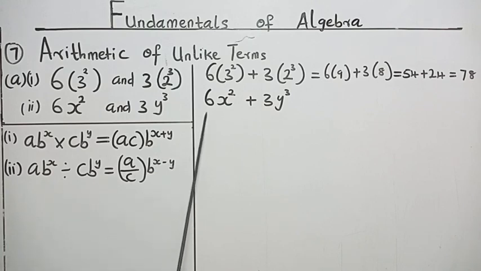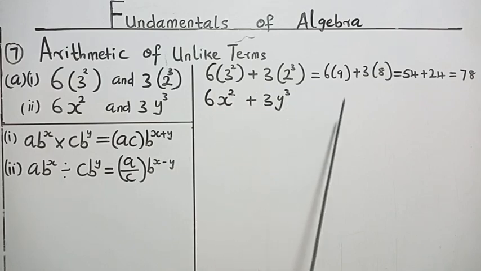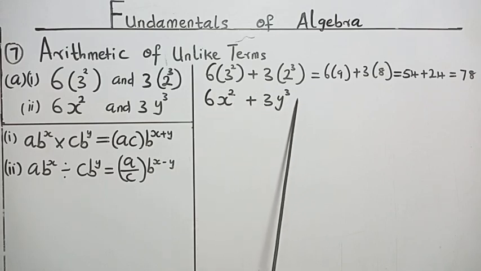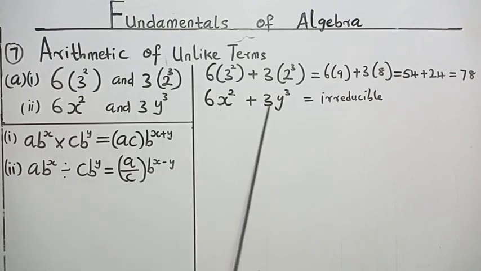Based on that, we can't take 6x to the power 2 plus 3y to the power 3 further. Therefore, the result is irreducible. And that is it. 6x to the power 2 plus 3y to the power 3 is irreducible.